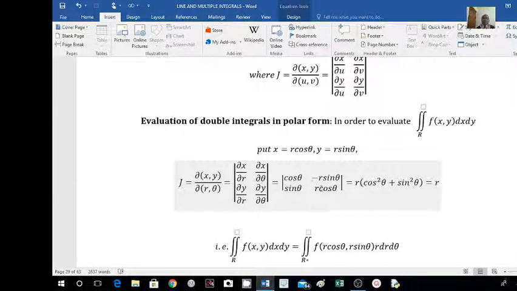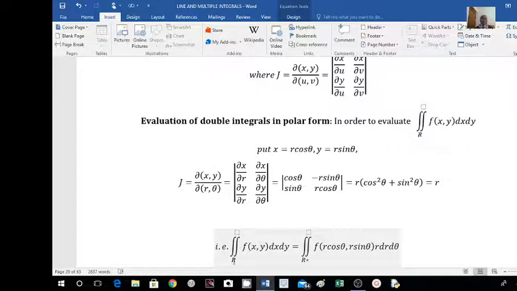That is, this into this is r cos square theta. Minus of minus becomes plus, so r sin square theta. So r cos square theta plus r sin square theta. r is a common factor: cos square theta plus sin square theta, which is equal to 1. Therefore, this J value is equal to r.